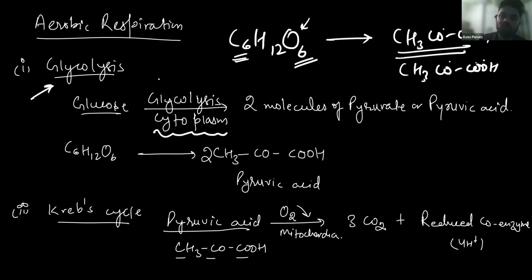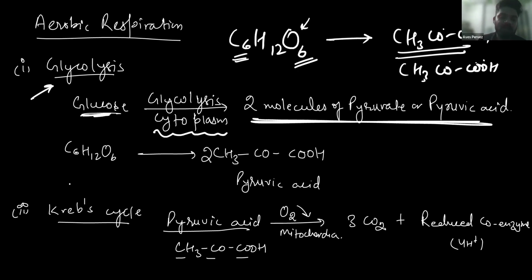We have this question in the NCERT also. Don't think that this is out of the syllabus. I will show you the question. I will send you the question also. Just keep in mind that glycolysis, the first step, takes place in the cytoplasm of the cell, and in this process, one molecule of glucose is broken down into 2 molecules of pyruvic acid.